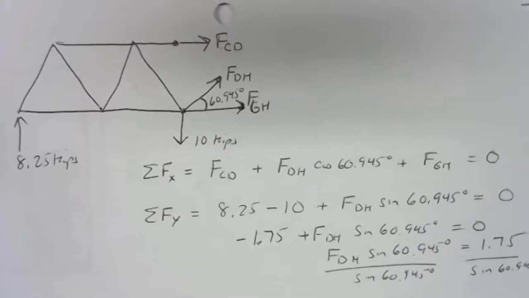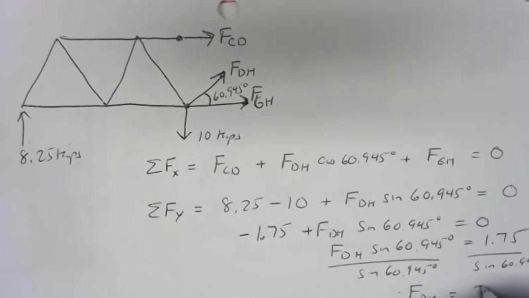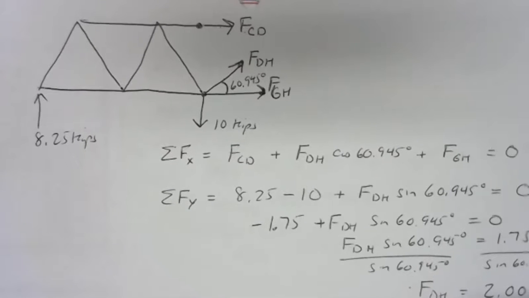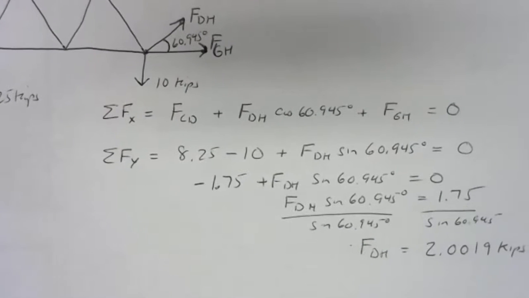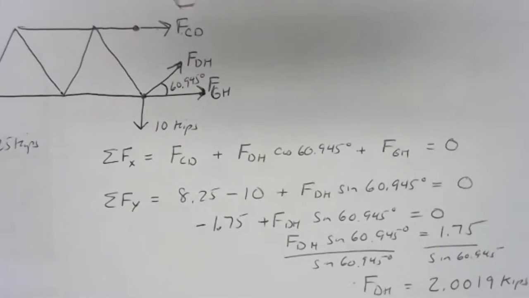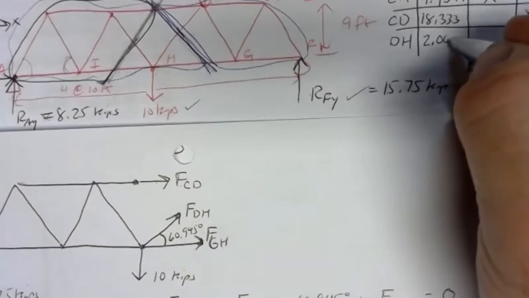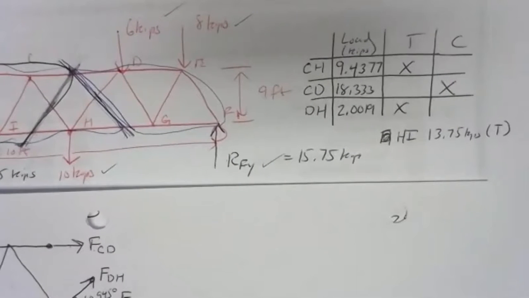1.75, 60.945 sine divide. And there we get a positive. So FDH is a positive 2.0019 kips. It came out positive, and in method of sections problems, when the answer comes out positive, we know we've got tension. So member DH carries 2.0019 kips in tension, and we've got the problem solved.